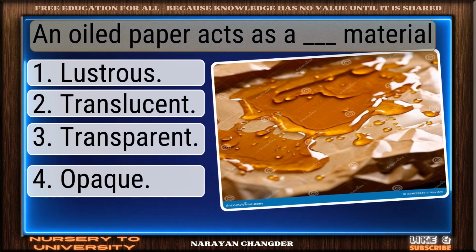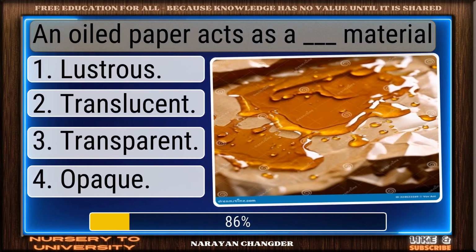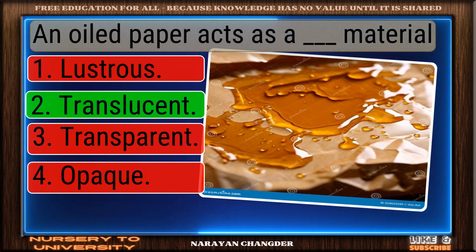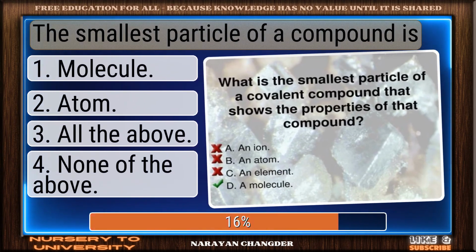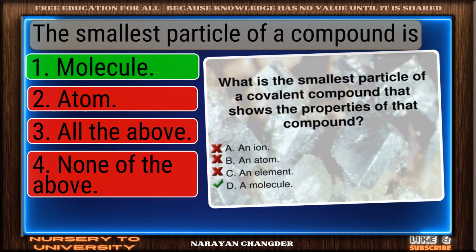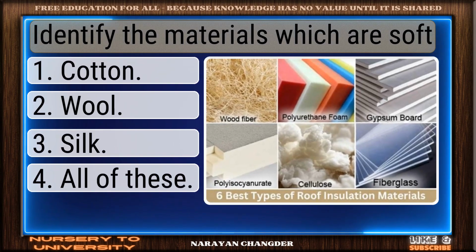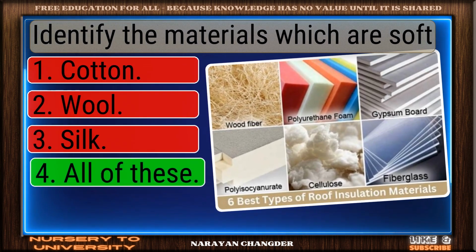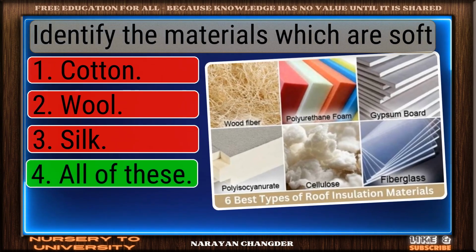An oiled paper acts as a dash material. Well reasoned. Translucent is the correct choice. The smallest particle of a compound is. Bravo. Molecule is the answer. Identify the materials which are soft. Solid response. All of these is a valid choice.